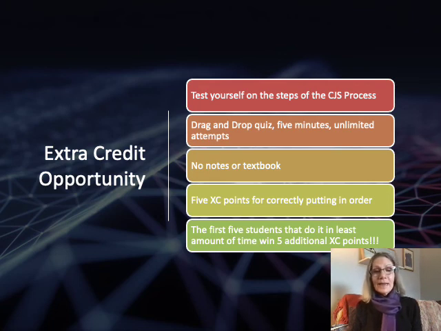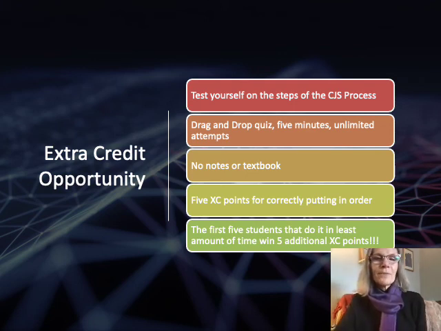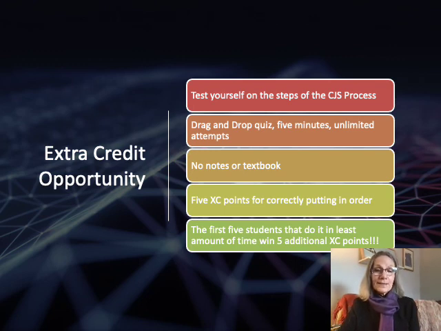Now, as I said, there's an extra credit opportunity for you to take a quiz this week, and it gives you the opportunity to test yourself on the steps of the criminal justice process that we just talked about. It's a drag and drop quiz. You'll see the 4 stages, and in each stage the different steps will be out of order, and you drag and drop them into the correct order. Since you're testing yourself, you only have 5 minutes to take the quiz, although I think you can take it multiple times.